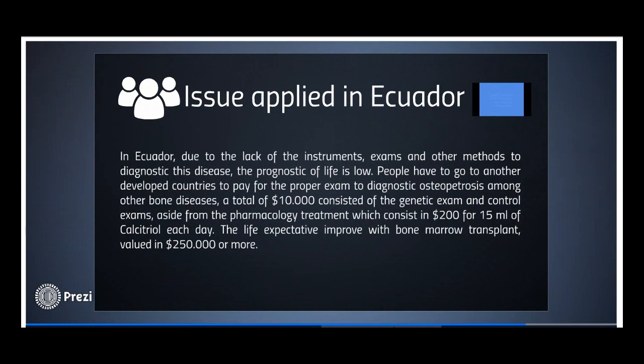Issue of blood in Ecuador. In Ecuador, due to lack of instruments, exams, and methods to diagnose this disease, the prognosis of life is low. People have to go to northern developed countries to pay for the proper exams to diagnose osteopetrosis among other bone diseases. A total of 10,000 consists of the genetic exam and control exams, aside from the pharmacology treatment, which consists of 200 for 15 milligrams of calcitriol each day. The life expectancy improved with bone marrow transplant, valued at 250,000 or more.